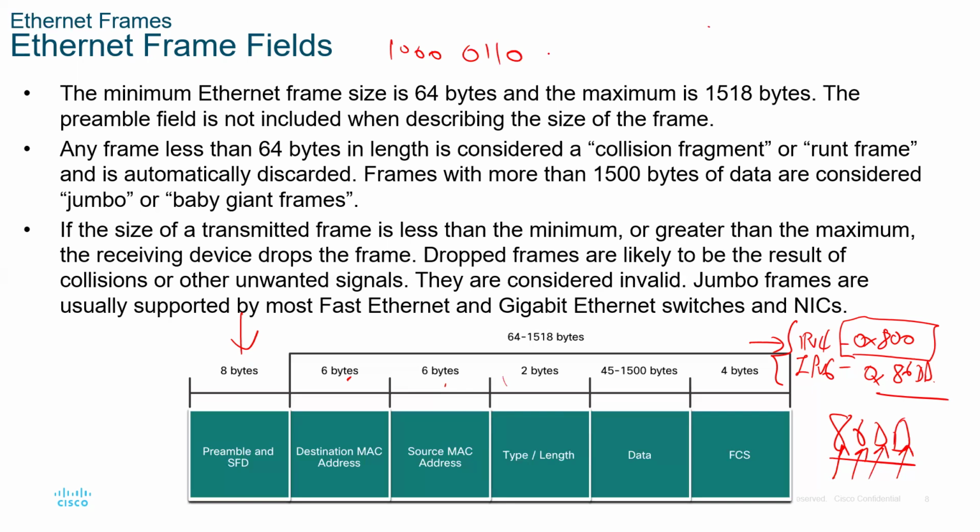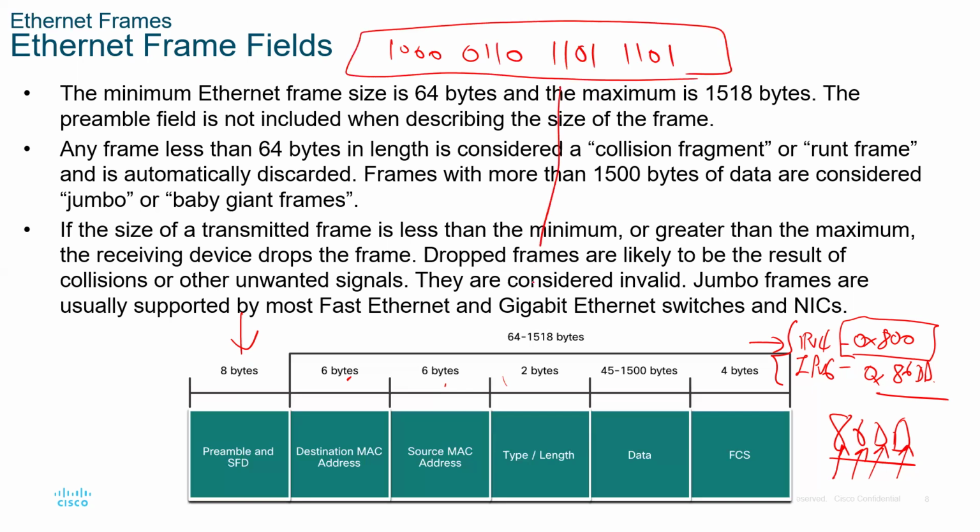Then D is, 10 is A, 11 B, 12 C, 13 D, 13 is 1101. This is the binary value. So if our device sees a value like this at this field, what it basically means is the upper layer protocol which was used is IPv6.